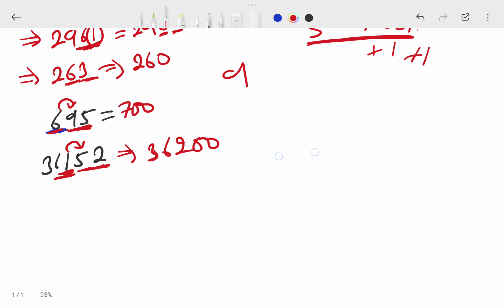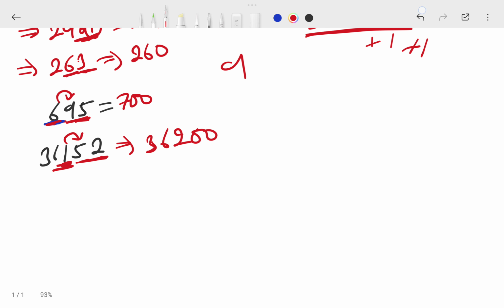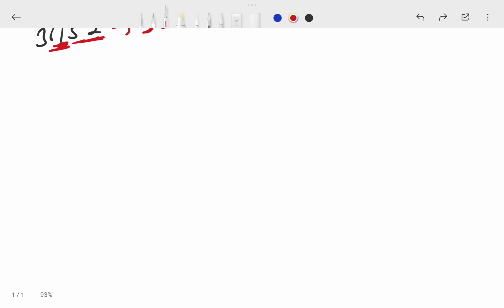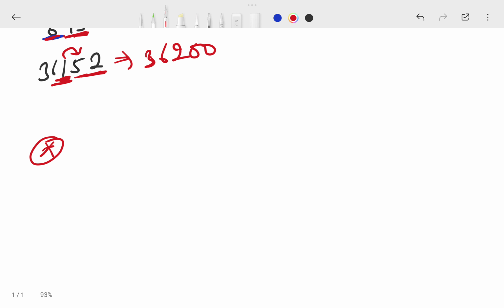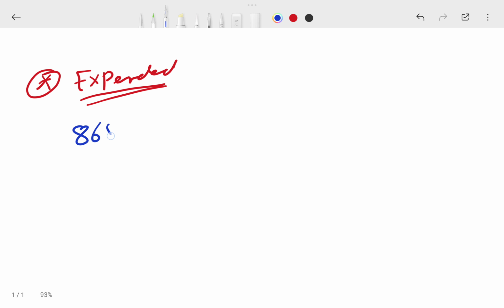And now the next is expanded form. Expanded form is very simple, nothing is hard. In expanded form, a number will be given to you. In expanded form, what will happen, this is given 8 6 5 6 4. So we are going to write this one.